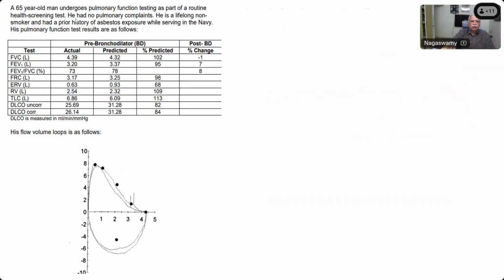A 65-year-old man undergoes pulmonary function testing as part of a health screening test. He has no pulmonary complaints. He is a lifelong non-smoker, with a prior history of asbestos exposure while serving in the Navy.